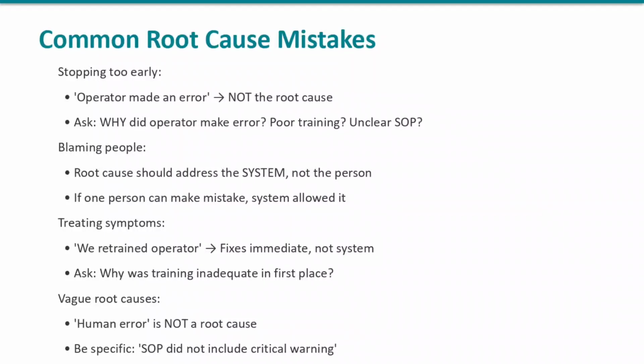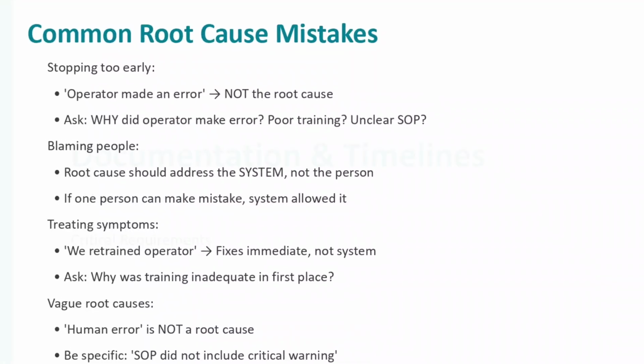Treating symptoms is another mistake. Saying we retrain the operator fixes the immediate issue but not the system. Ask why was training inadequate in the first place. Vague root causes are also a problem. Human error is not a root cause. Lack of attention is not a root cause. Be specific, for example, SOP did not include critical warning about X.